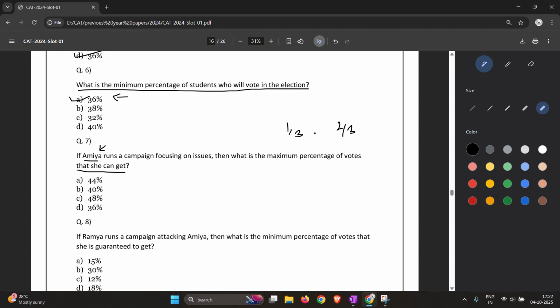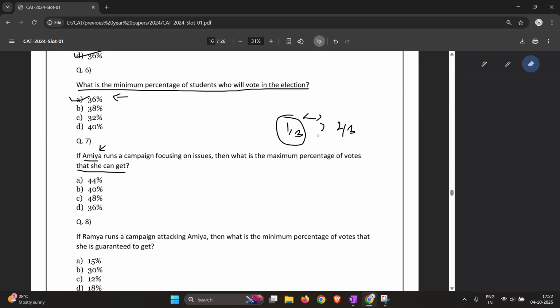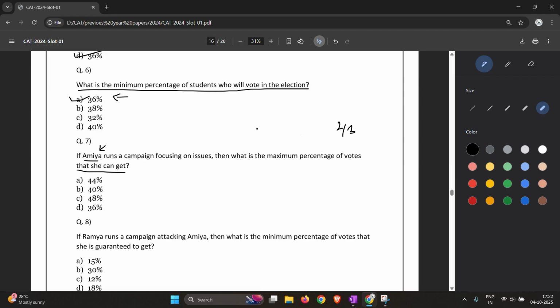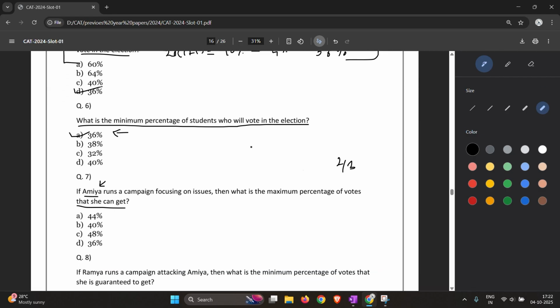But we are not trying to make Ramya get more votes compared to Amya, right? We are not trying to maximize the difference of votes between them. What we are trying to maximize is the total number of votes that Amya is going to get. If Ramya runs a campaign which is stated and Amya runs a vigorous campaign, only 60% of total students are going to vote. But if both of them run a vigorous campaign, 80% of students are going to vote.